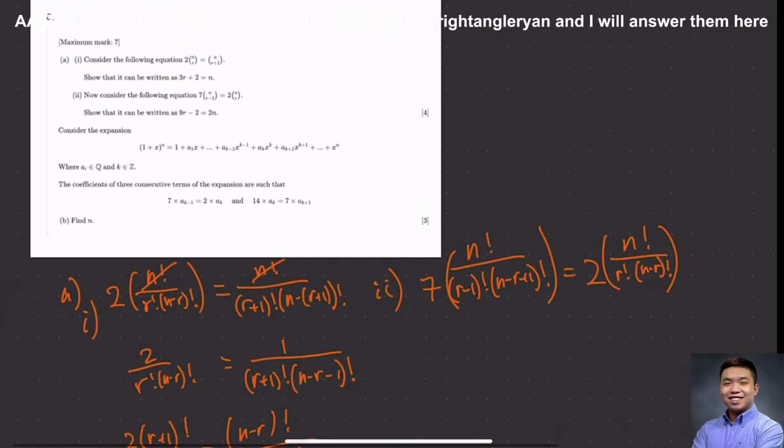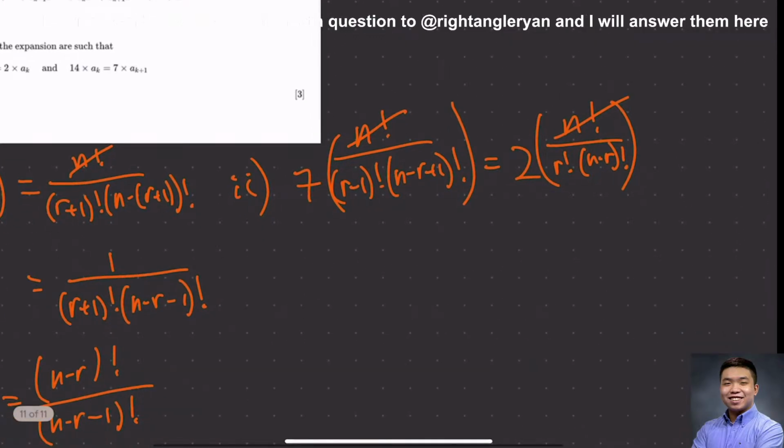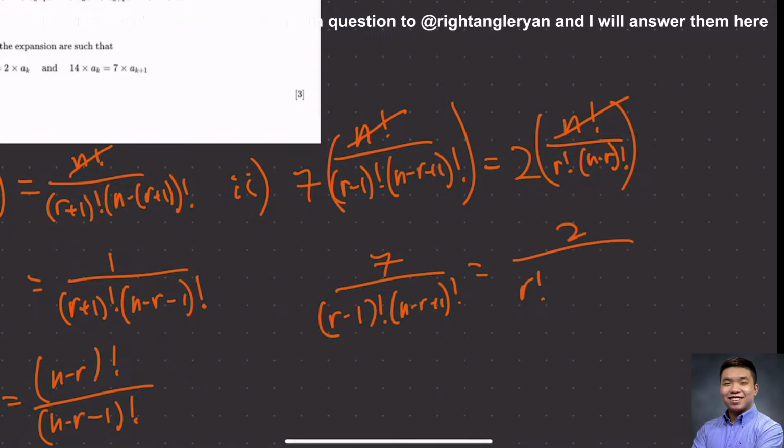Okay, it doesn't say hence, so we don't have to use the stuff from before, but we can use it if we want to, but you don't have to. Okay, but now from here, the next step would be to cancel out the n factorial and n factorial, because if you just divide on both sides, it will just be gone. So we will have 7 over r minus 1 factorial, n minus r plus 1 factorial is equals to 2 over r factorial, and then n minus r factorial.